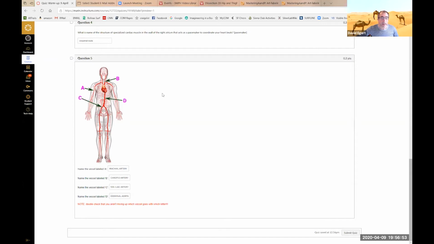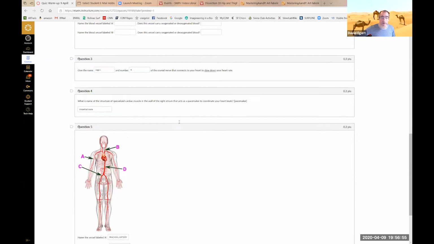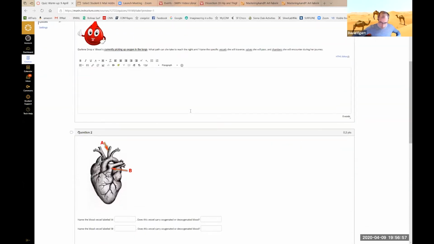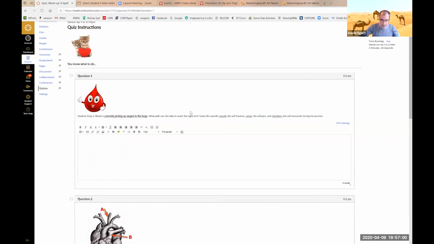So that is the warm-up. Are there any questions about the warm-up for today? Do you still need to go back and correct these? This one, yeah, because it's a short answer, so the computer does not have any way to know if you've got it right or not. I actually wrote out 10 for the vagus nerve. Is that correct still? Yeah, fine. Because it marked me wrong.